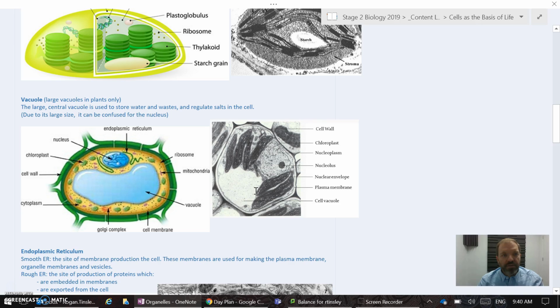Animal and other cells do have sometimes a small vacuole, but the large central vacuole is what we find in plants. And when this is full, the cell is turgid and rigid. When the plant starts to run out of water, it uses up the water in the vacuole, that gets smaller, and the plant starts to wilt. And so by regulating the size of this, plants can regulate their structure.